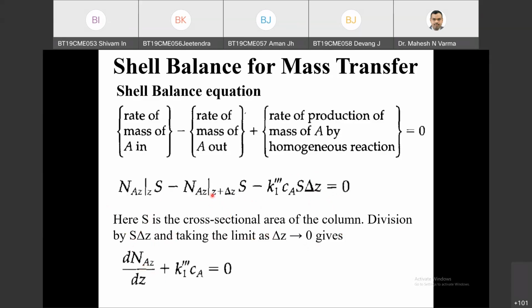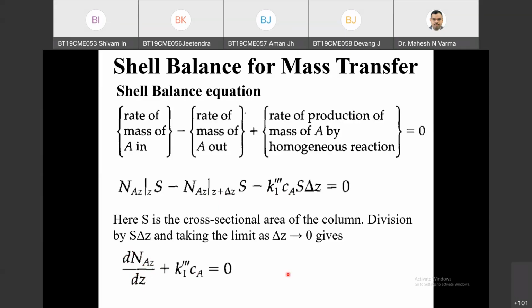dN_Az by dz. This is multiplied by -1. So you will get N_Az at Z plus delta Z minus N_Az at Z, divided by delta Z, equals plus K1 double dash C_A. And using the definition of the derivative, this is the differential equation you will get. This is the shell balance equation. Is this clear to everybody? Anybody has any difficulty in this?